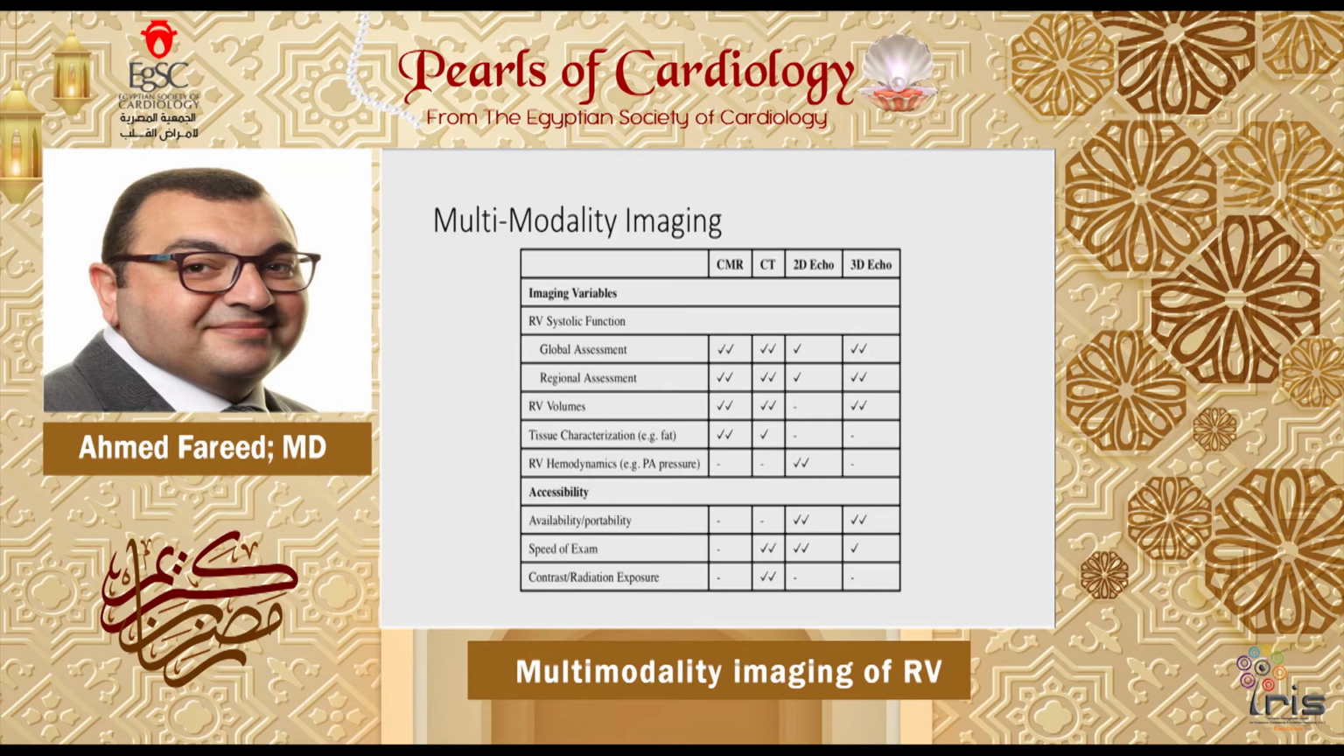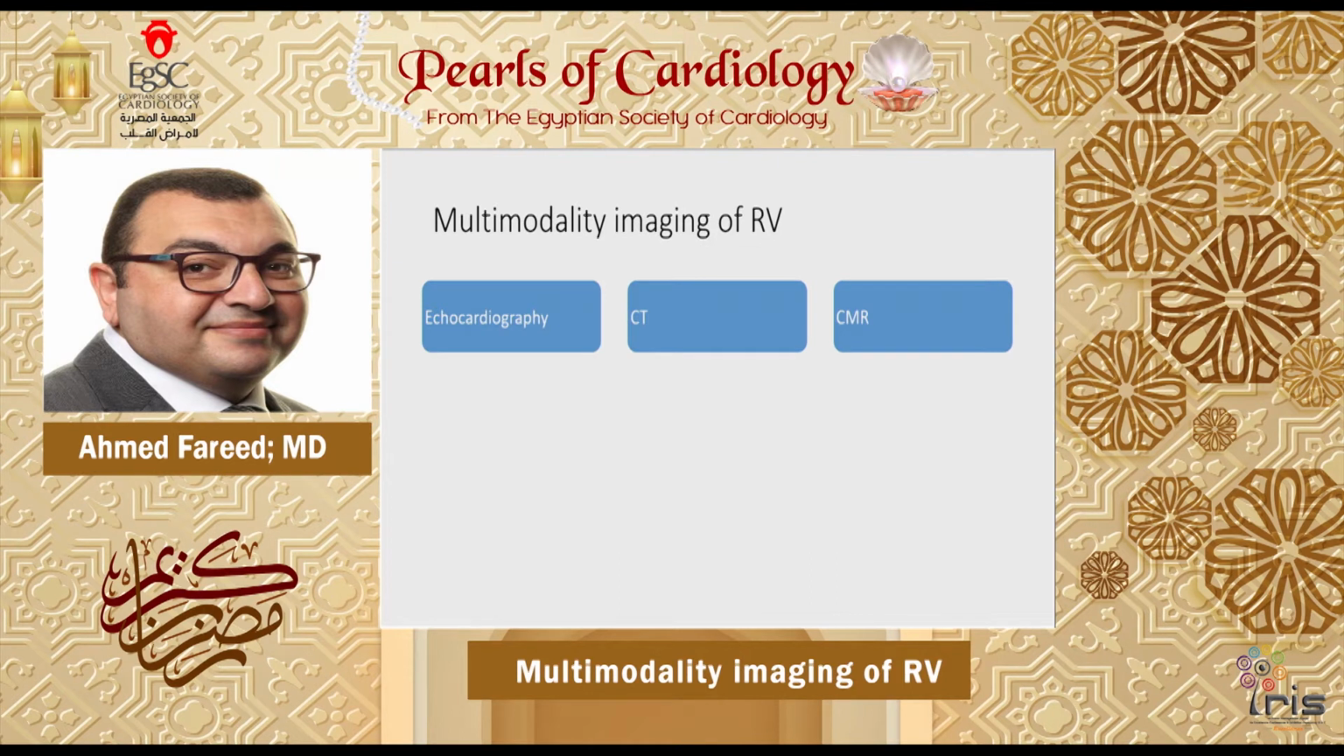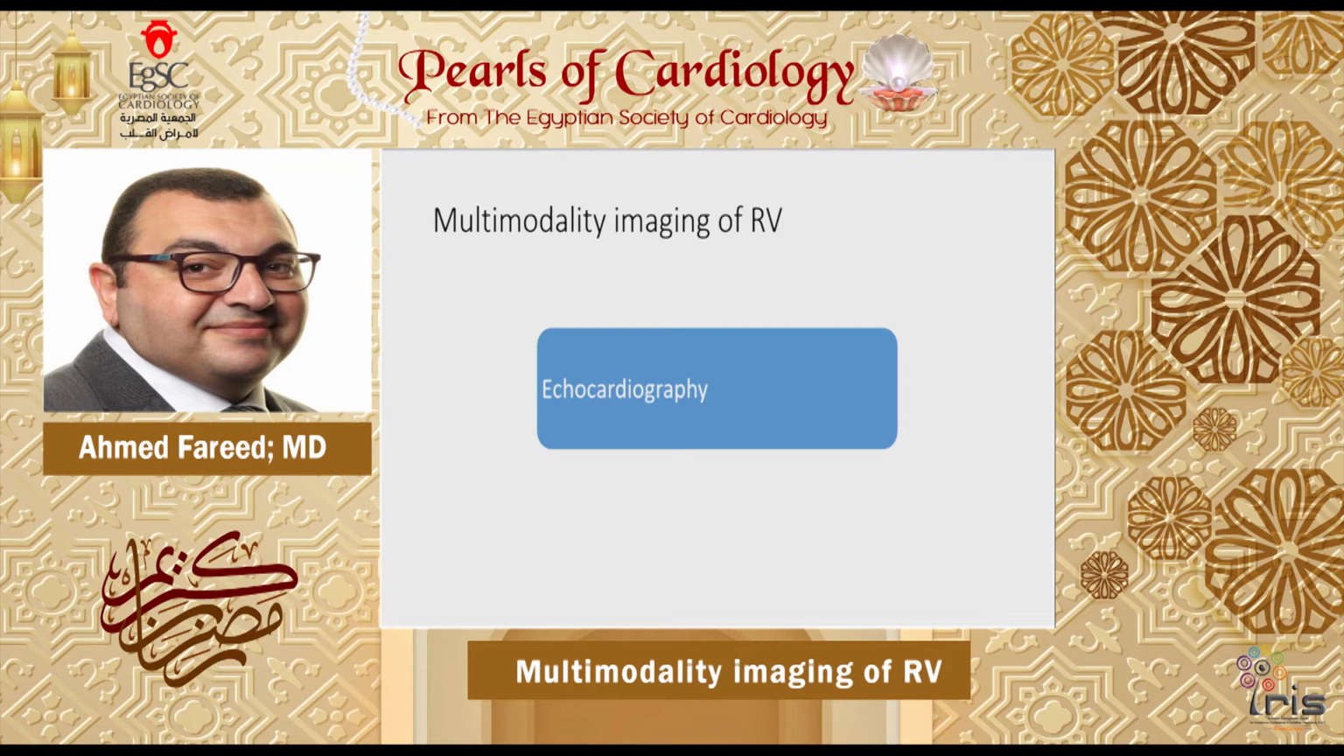right ventricular assessment. And you can see from this table, it's comparing the different multimodality imaging in the assessment of the right ventricle, including the systolic function, the volumes, the tissue characterization. We can see here that the CMR is superior in the tissue characterization, volumes, and systolic function, but still the hemodynamics is better by 2D echocardiography. So we have echocardiography, we have the CT, we have the CMR. We will start by reviewing the assessment of the right ventricle by echocardiography.